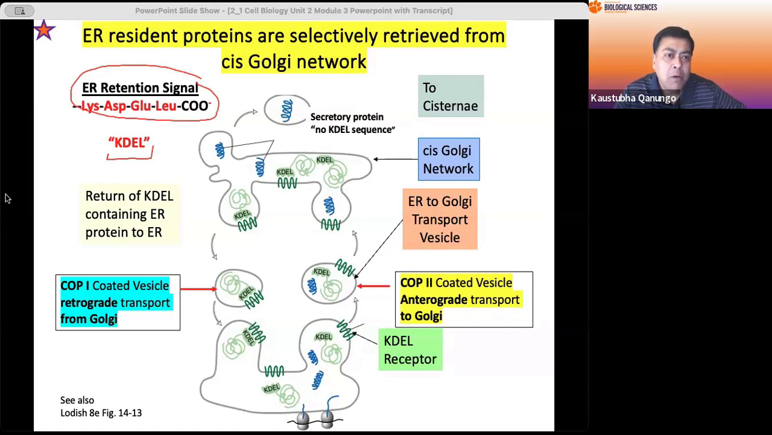All right. Now, some of the important things: when the vesicles are formed, these vesicles are coated by certain proteins, and we call these coatomer proteins. Anything that is an anterograde transport is coated by COP2, and anything which is a retrograde transport is coated by COP1. Retrograde, COP1; anterograde, COP2. Coatomer proteins.